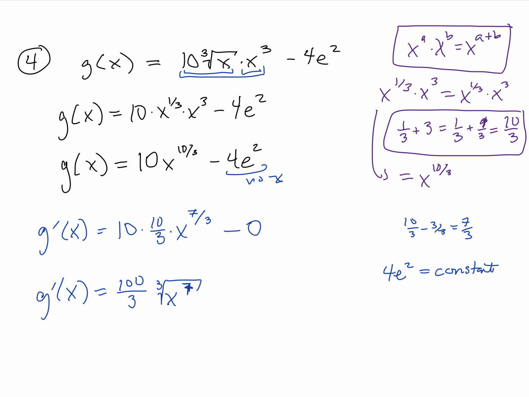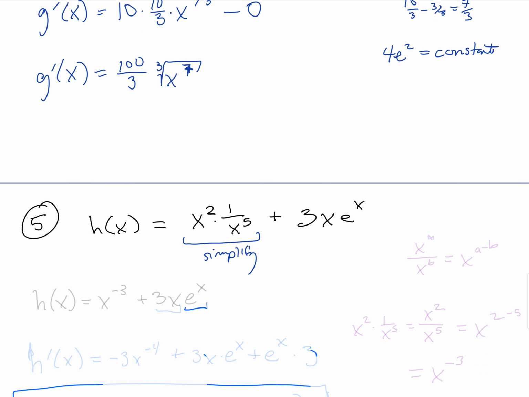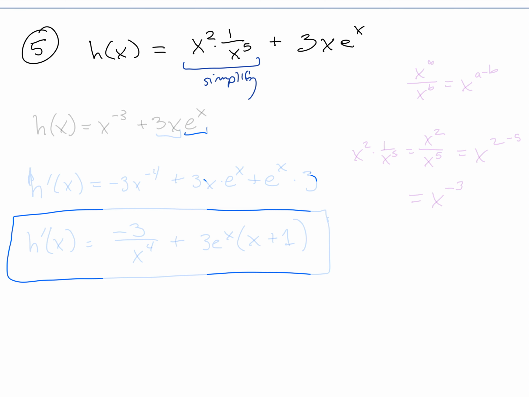So last one in this video, let's look at h of x equals x squared times 1 over x to the 5th plus 3x e to the x. So again, instead of doing a product rule here, we are going to simplify this. As we said above, we've got x squared times 1 over x to the 5th. That's the same thing as x squared divided by x to the 5th.